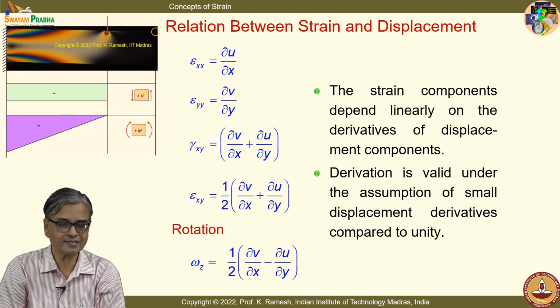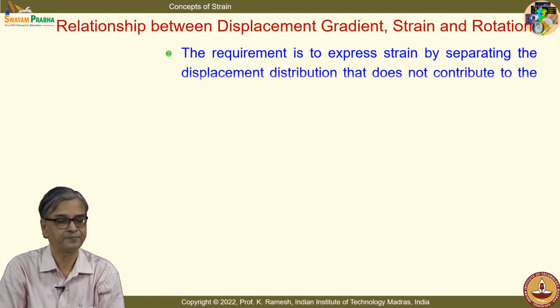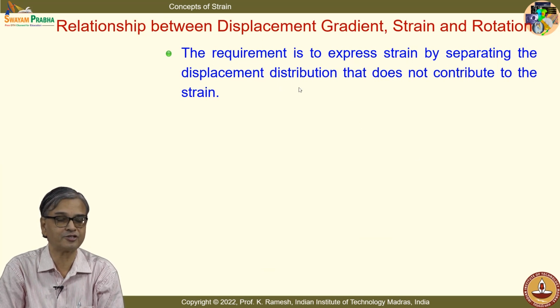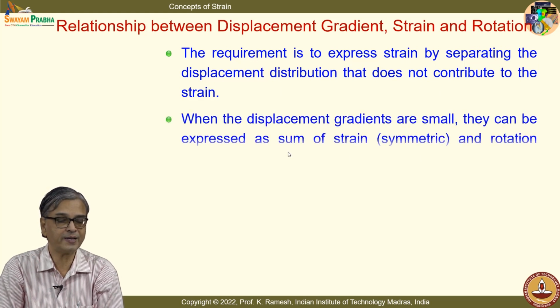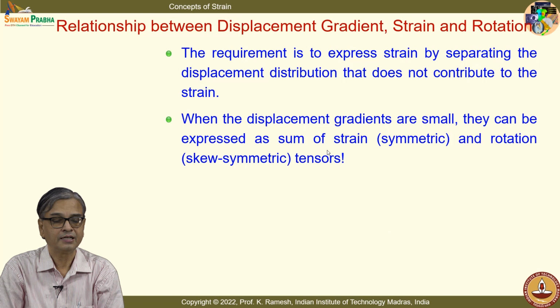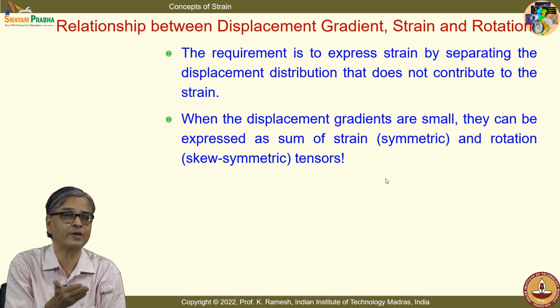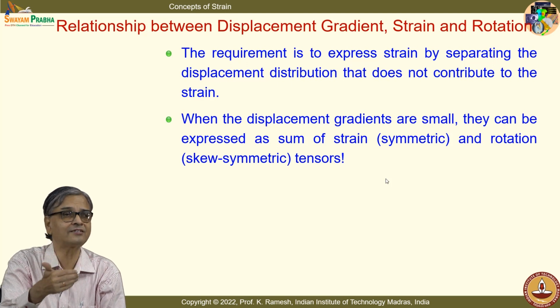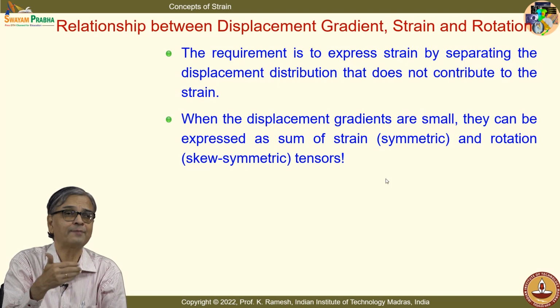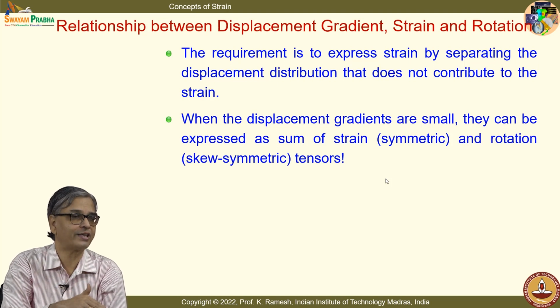And there is also a very interesting interrelationship. The requirement is to express strain by separating the displacement distribution that does not contribute to the strain. So if you look at the displacement gradients, when they are small, they can be expressed as sum of a strain tensor and a rotation tensor. And strain tensor is symmetric. We have seen stress tensor is symmetric. From the equilibrium condition, we got tau xy equal to tau yx. All those ideas are borrowed. Similarly, epsilon xy will be equal to epsilon yx.